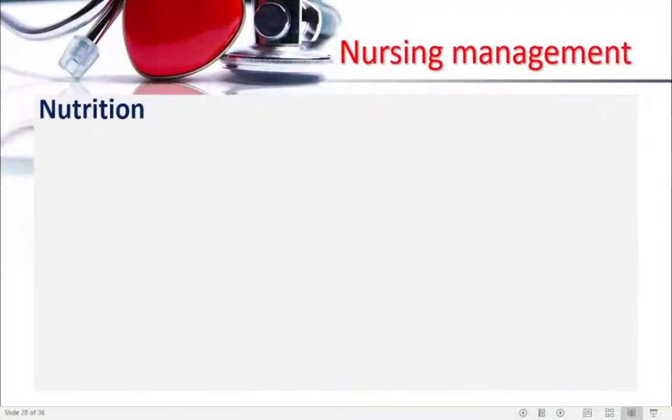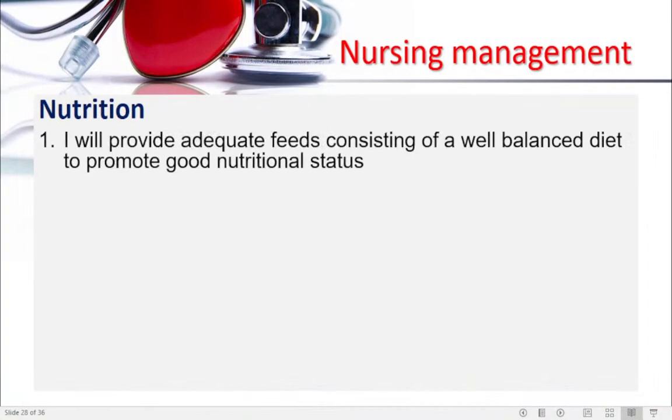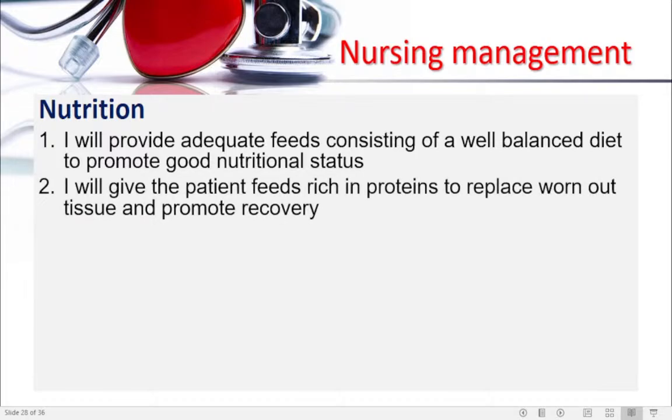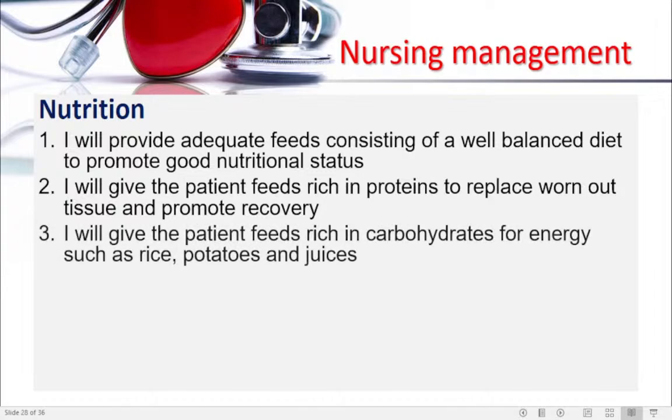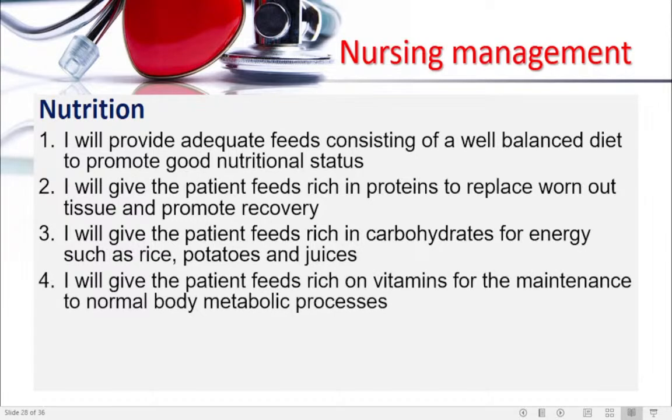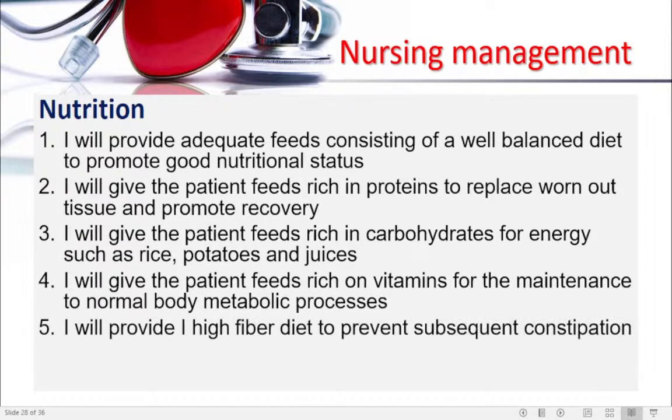Next, which is nutrition. I will provide adequate feeds consisting of a well-balanced diet to promote good nutritional status. I will give the patient feeds rich in proteins to replace worn-out tissue and promote recovery. I will give the patient feeds rich in carbohydrates for energy, such as rice, potatoes, and juices. I will give the patient feeds rich in vitamins to maintain normal body metabolic processes. Lastly, I will provide a high-fiber diet to prevent subsequent constipation.